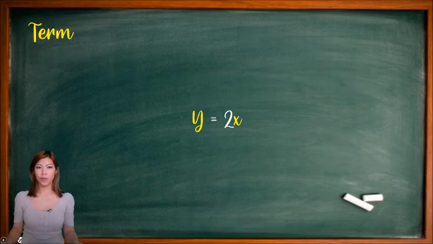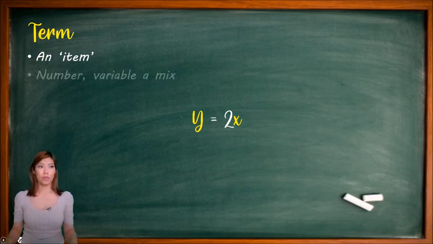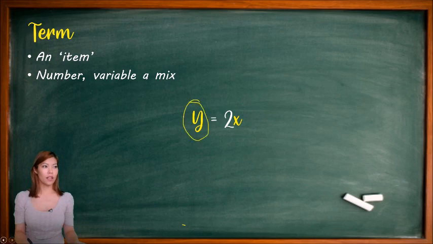Okay, let's look at the first word, term. A term, the easiest way to remember, is a chunk. Every chunk is a term. The proper way to say it is an item. There could be numbers, variables, or a mix. So if I look at this, there's one chunk there, that's a term, and another chunk there. So we have two terms here.